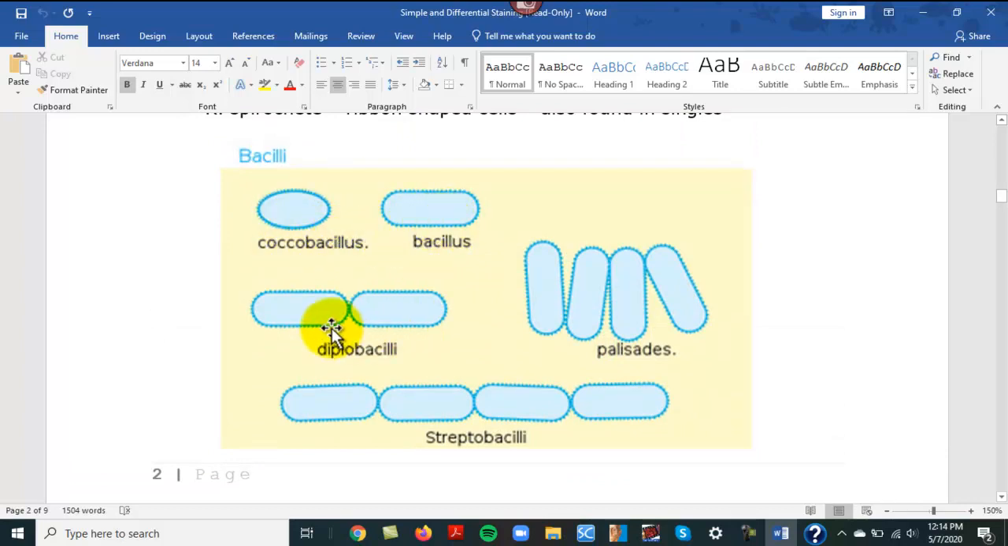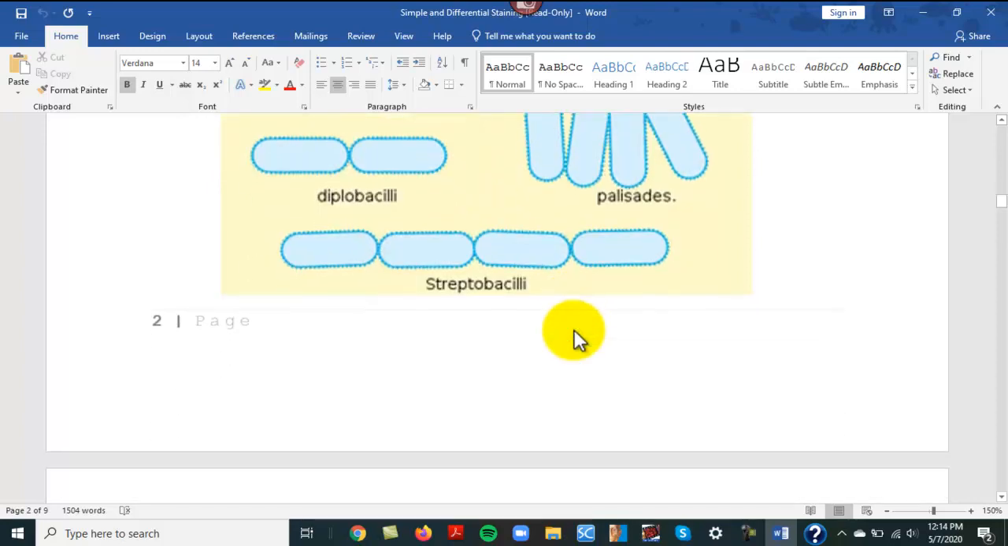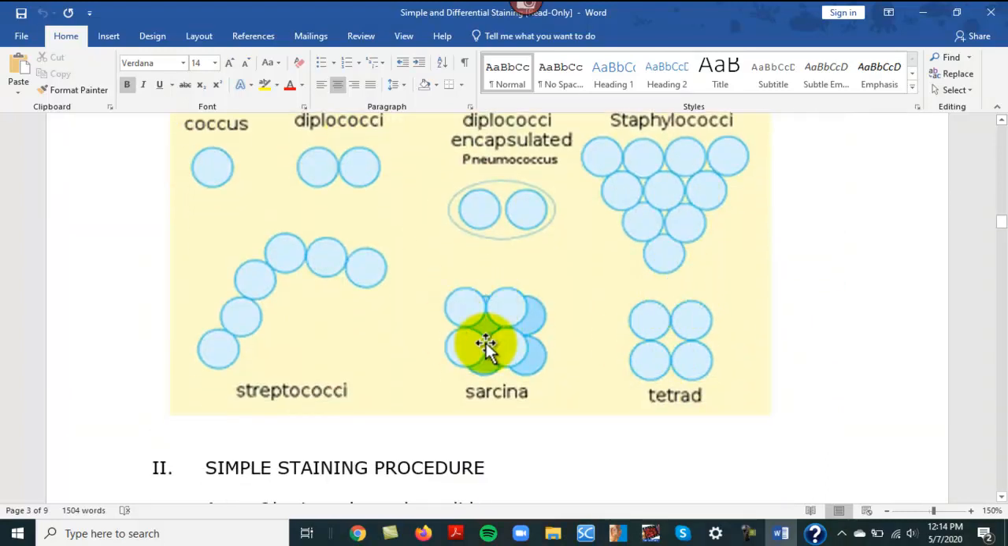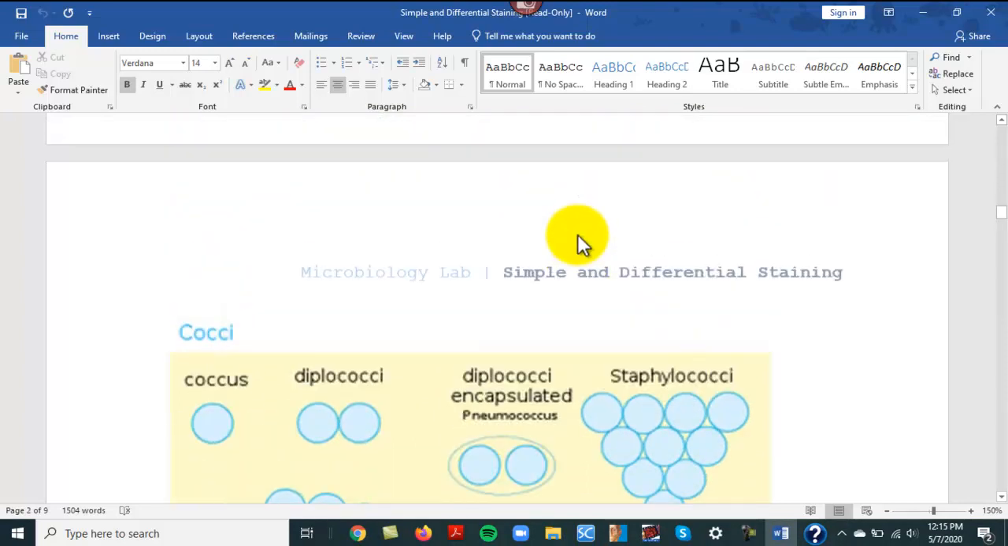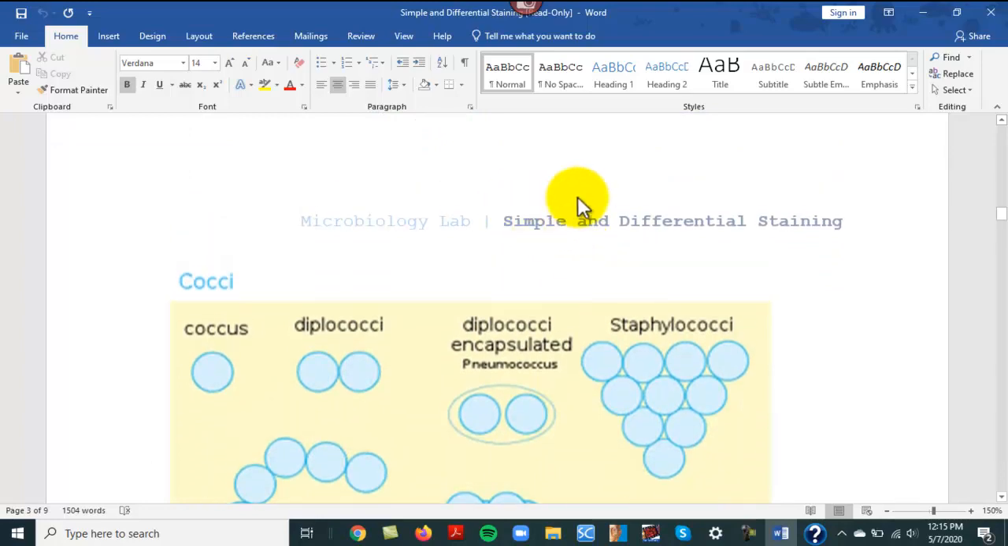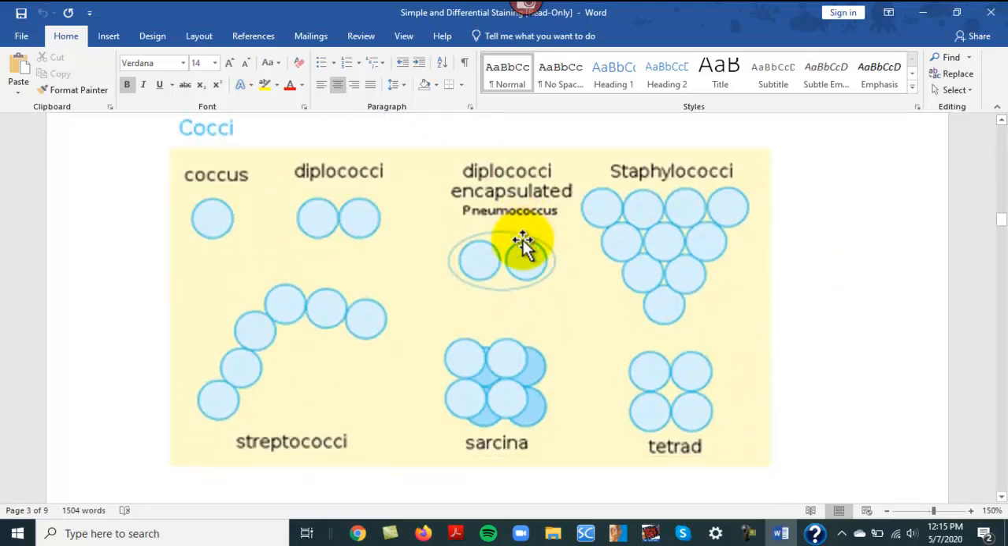But here's a bacillus, a Diplobacilli. There's palisades. Here's Streptobacilli. Coccus, Diplococcus, Staphylococcus, Tetrad, Sarcinae, Streptococcus. So when you do a stain, the first thing you're going to look at is what's the cell shape and arrangement. And you can tell that with a simple stain.